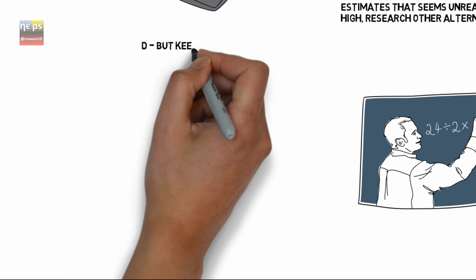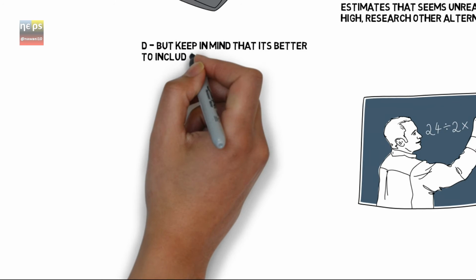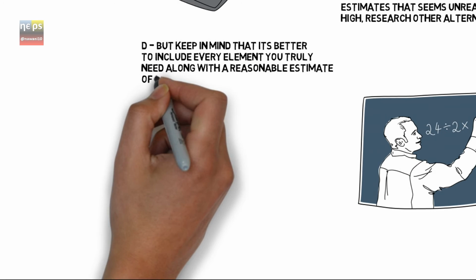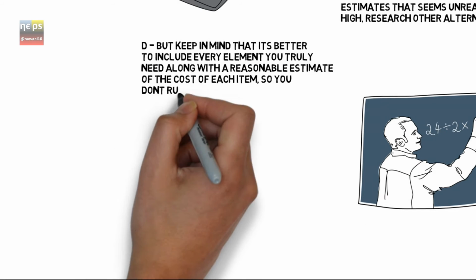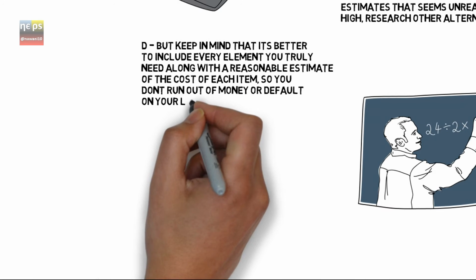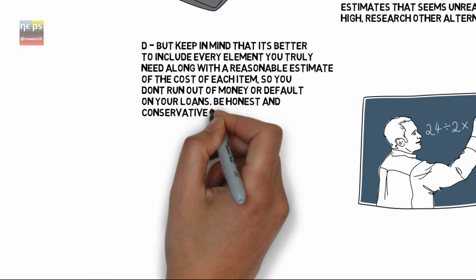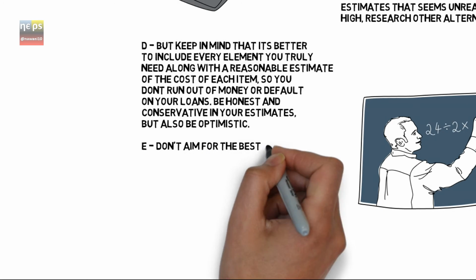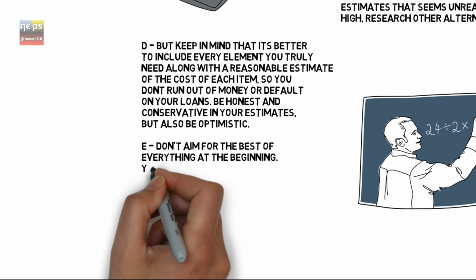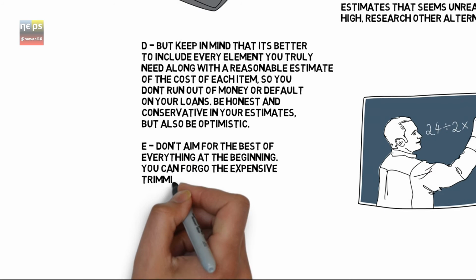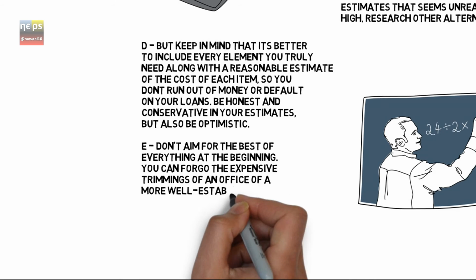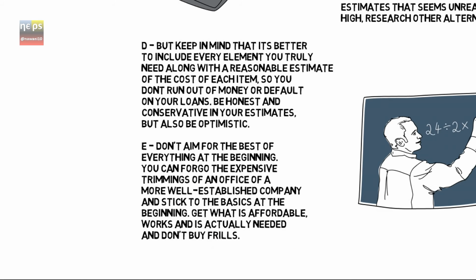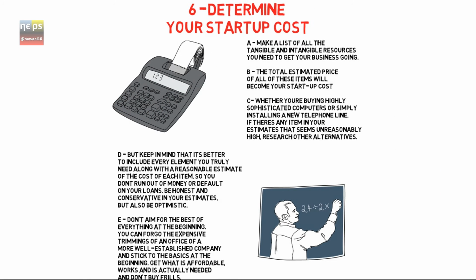D. But keep in mind that it's better to include every element you truly need along with a reasonable estimate of the cost of each item, so you don't run out of money or default on your loans. Be honest and conservative in your estimates, but also be optimistic. E. Don't aim for the best of everything at the beginning. You can forego the expensive trimmings of an office of a more well-established company and stick to the basics at the beginning. Get what is affordable, works and is actually needed, and don't buy frills.